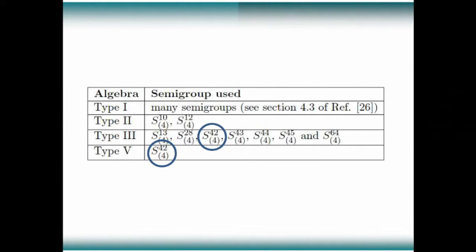So this is the result they get. For type 1, you can relate them by many semigroups. For type 2, you can relate them by those two in particular. For type 3, they were able to relate them with this semigroup. And for type 4, just with this. Here we can see that the same semigroup and algebra restricted to resonance can have more than one reduced resonance decomposition, and you're going to get different results.